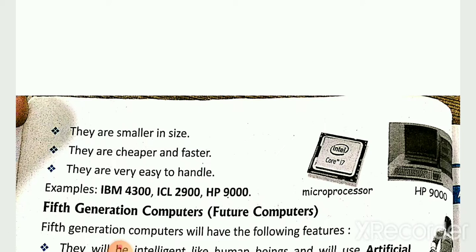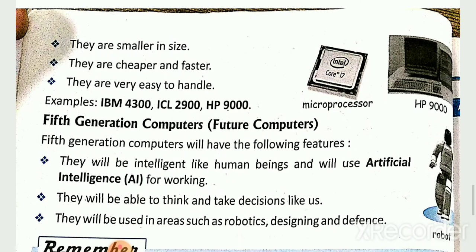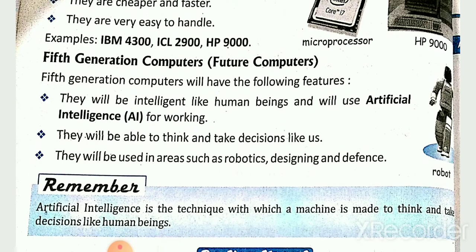So the examples: IBM 4300, ICL 2900 and HP 9000. They all are examples of fourth generation computers. Now move to fifth generation computers.